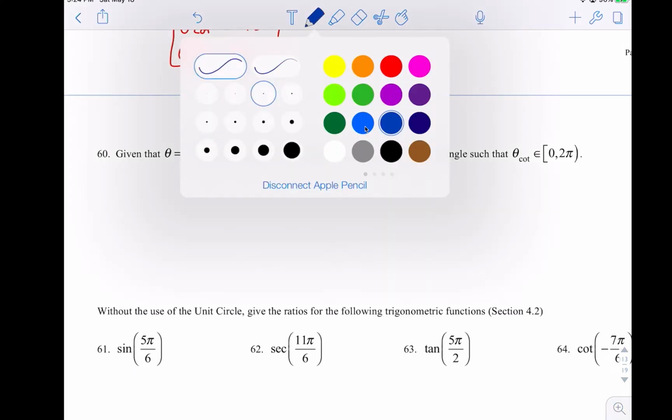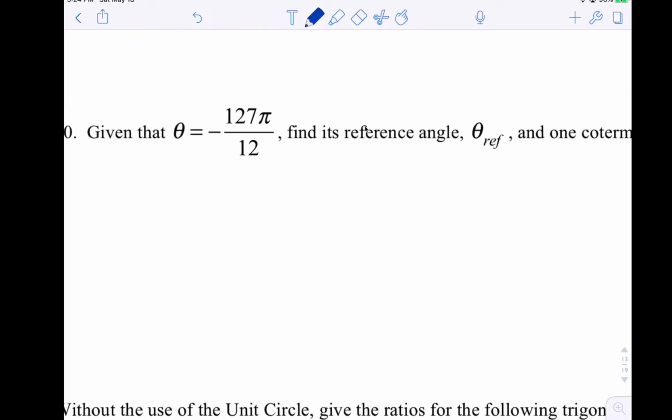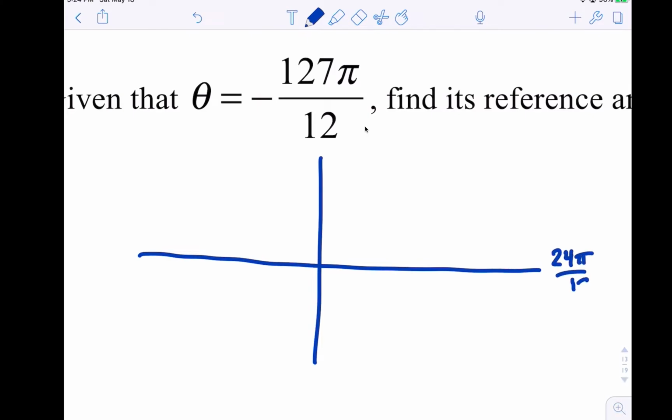Next one is the same thing. So negative 127 pi over 12. I know that 2 pi is 24 pi over 12, 1 pi is 12 pi over 12, pi over 2, and 3 pi over 2. So how close am I going to get?